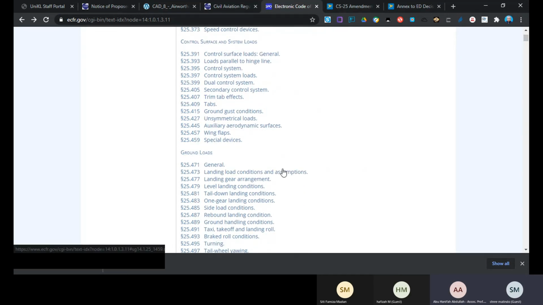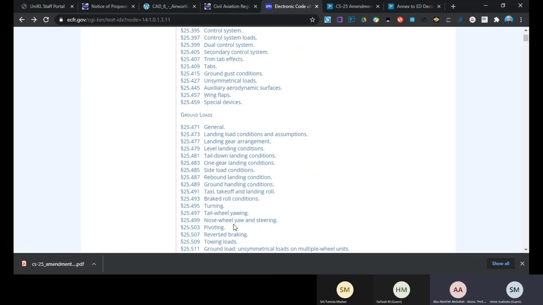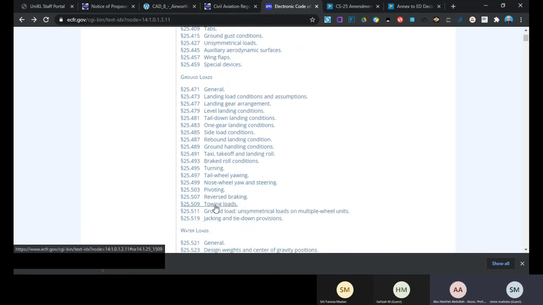When you are on the ground, you have landing gear arrangement, level landing, tail down landing, one gear landing, side load condition, rebound landing, ground handling, when you tow the aircraft, taxi, takeoff, landing, brake, turning, tail wheel yawing, nose wheel yawing, pivoting, reversing, towing bar, ground load, and jacking.